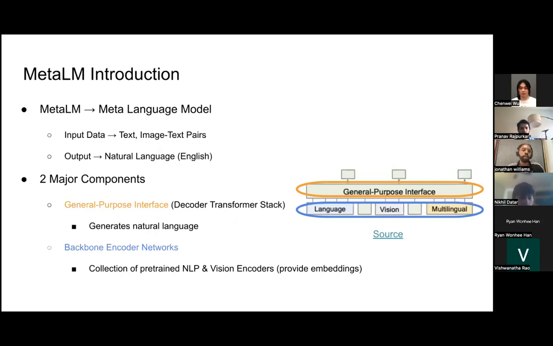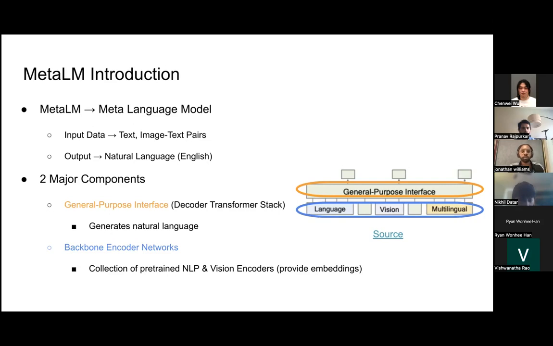Introduction. The MetaLM name stands for meta language model. The input data is natural language, so natural English text, or image-text pairs. And the output from the model is natural language, so natural English. It's useful because if you can frame any classification task in terms of natural language, this MetaLM model can be used to make predictions on that task.